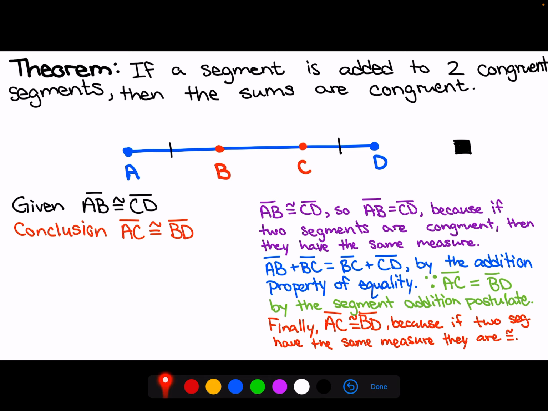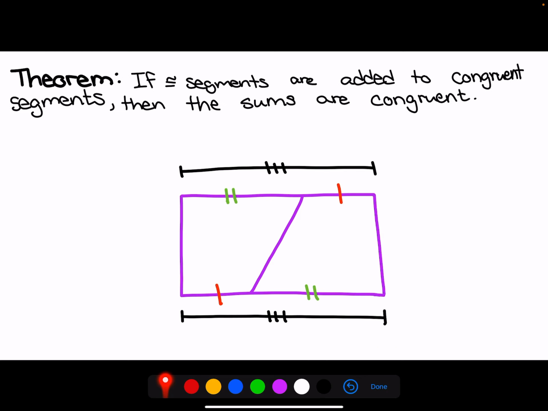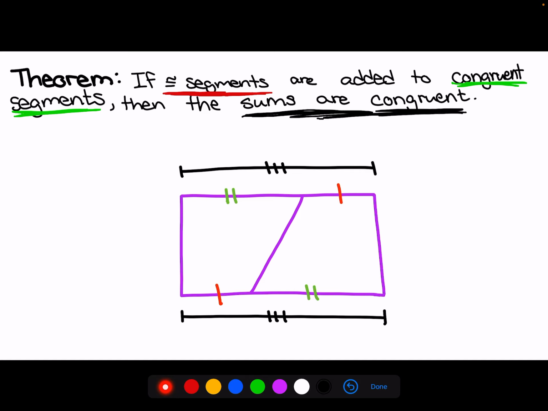All right, so that is our first theorem, and that's the only one I'm actually going to prove today. From here on out, the rest of these are just going to be showing you guys what these theorems are, but their setups are all pretty much the same. So our next one is if congruent segments are added to congruent segments, then the sums are congruent. Meaning, if I take my two red segments, because they're congruent, and I add them to my two green segments, because they are congruent as well, then the resulting segments, meaning the black segments here, those sums are congruent.